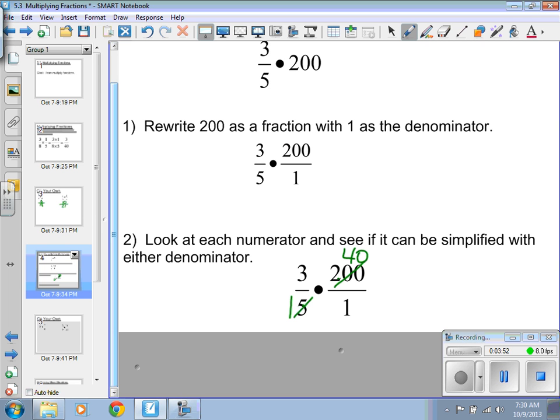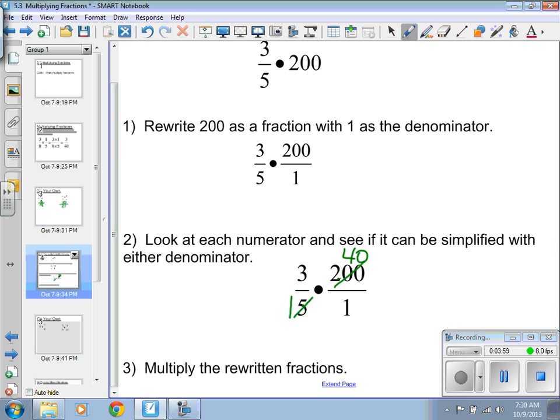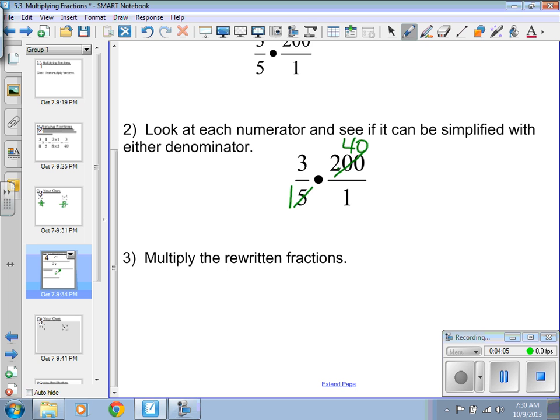All right, so I am left with 3 times 40 and 1 times 1. So I'm going to come down here and rewrite my fractions of 3 over 1 times 40 over 1. 3 times 40 is 120. 1 times 1 is 1. So my answer is 120.